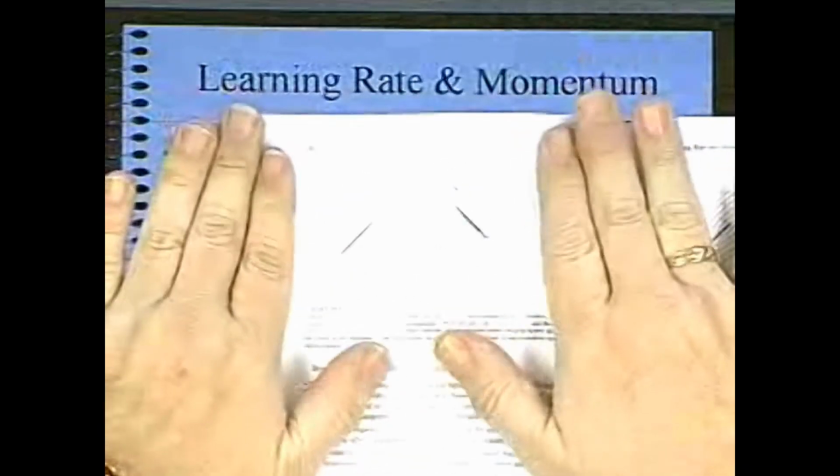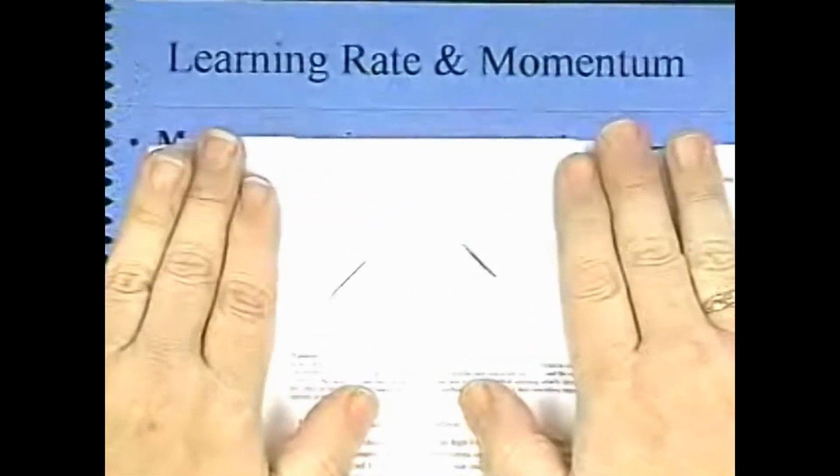This is on page 88. If we could frame this, please. Here we have a situation without momentum, for a small step size and a large step size.